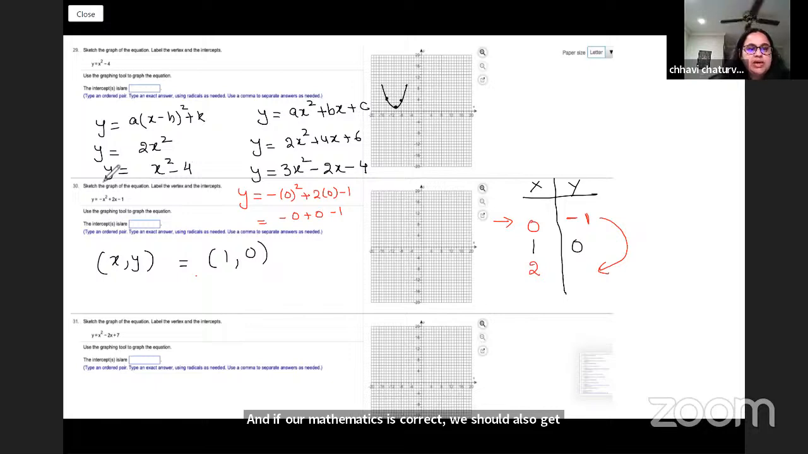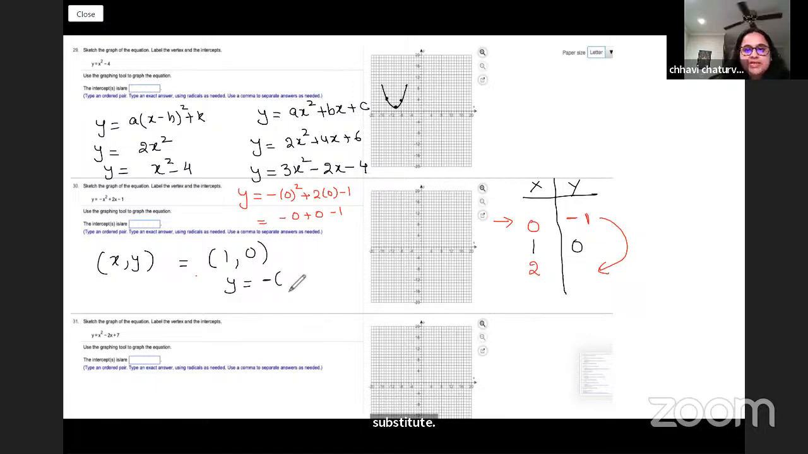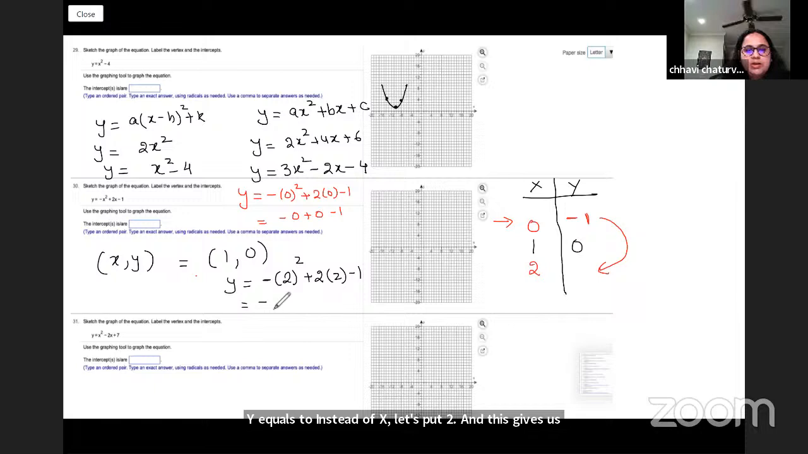All right, let's go ahead and substitute y equals, instead of x, let's put 2. And this gives us 2 times 2 minus 4, positive 4 minus 1, which gives me again negative 1. So we need to be careful at this point. We should get the same reflecting point, which I just got. Now, after this, you have enough information. You do not need more points.